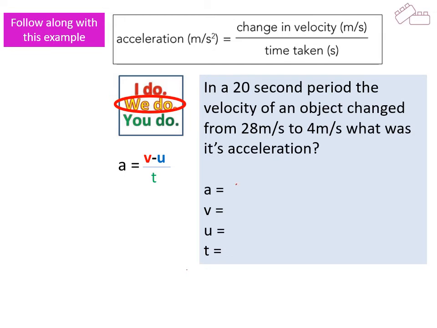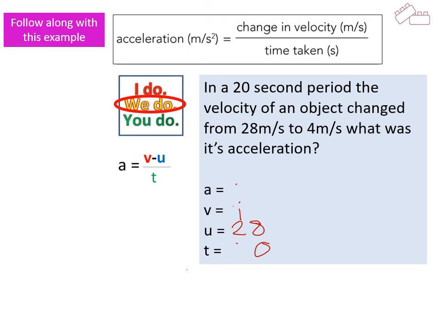Right, I'm looking for acceleration, so I'm just going to put a question mark so I know that I don't need to write anything there yet. V, final velocity, is 4. U is 28. T, 20. If you can get those numbers right, you're sorted.